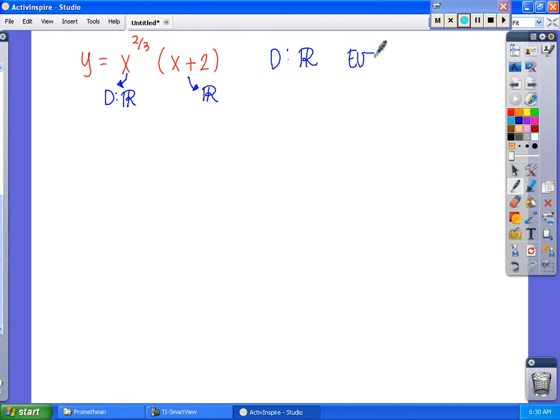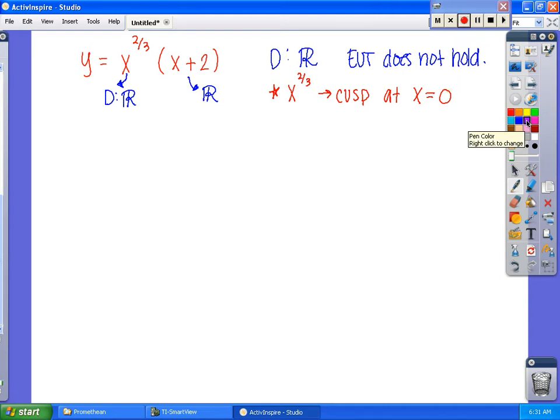What that tells me is that EVT does not hold because I don't have a closed domain. Something I do know prior to even starting this problem is that x to the 2/3 tells me there's a cusp, and the cusp happens at x equal to 0. That's useful because I should come out with an undefined derivative at 0. So hopefully if I do the problem right, that will happen. So let's go through our steps.